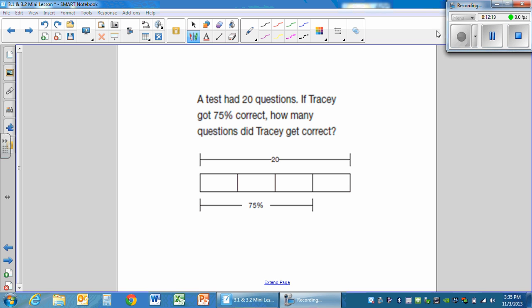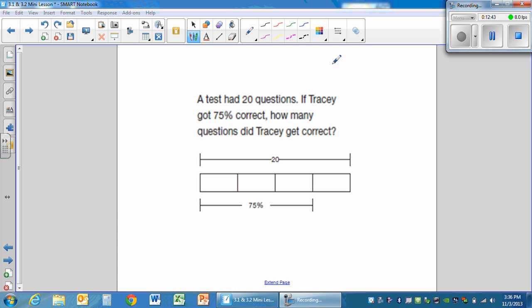Number 2 wants you to use the models to solve the percent problems. I'm going to do the first one for you, and then you're going to be in charge of the second and the third one on your own. First one says, a test had 20 questions. If Tracy got 75% correct, how many did she get correct? So we can take 75% of the 20 questions.